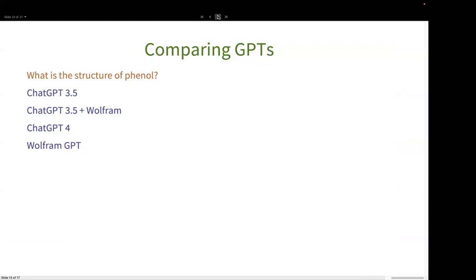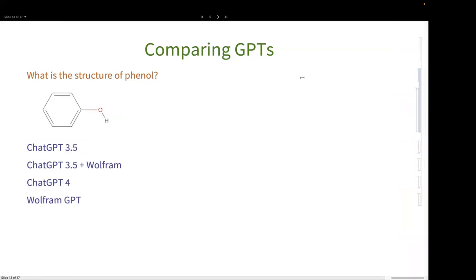All right, so let's get to it. Just to remind everyone, if you don't remember what phenol looks like, this is what we're shooting for. There are multiple options in this technology. So there's ChatGPT 3.5. That's the free version. This is what your students can get access to for free. If you buy the plus version, then you can get access to 3.5 with the Wolfram plugin, the new ChatGPT 4, which is the latest version, or the Wolfram GPT, which is built on top of ChatGPT 4, which is basically us feeding information back to ChatGPT 4.